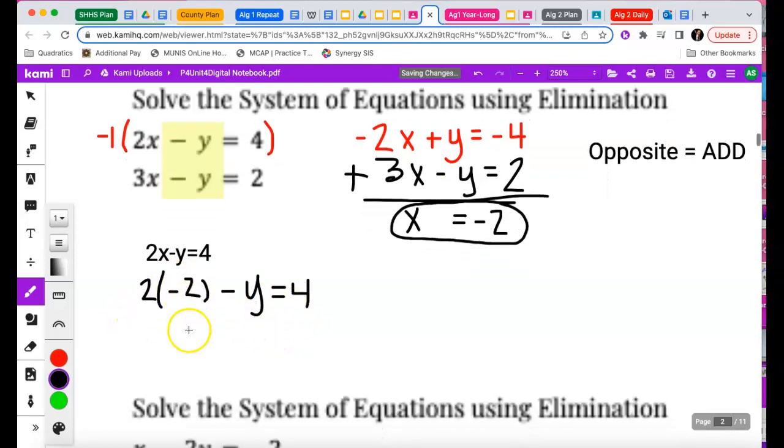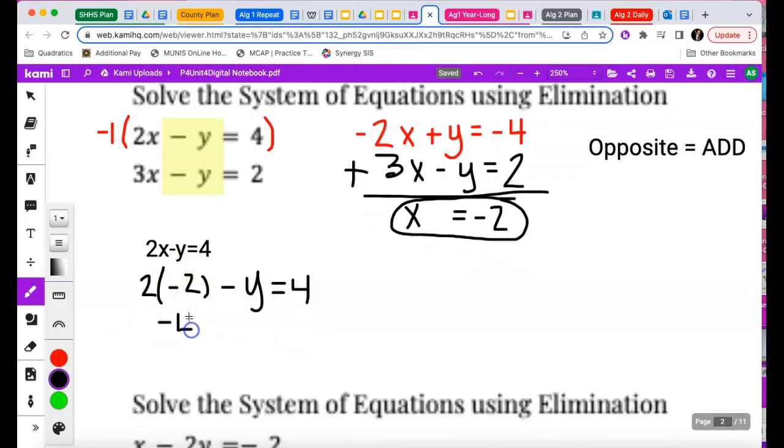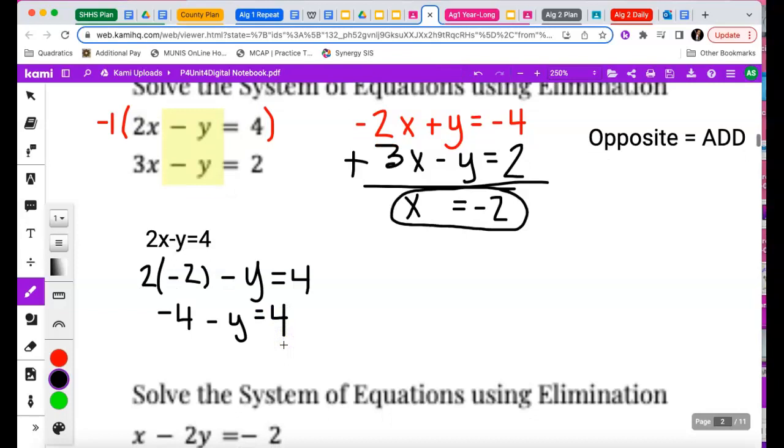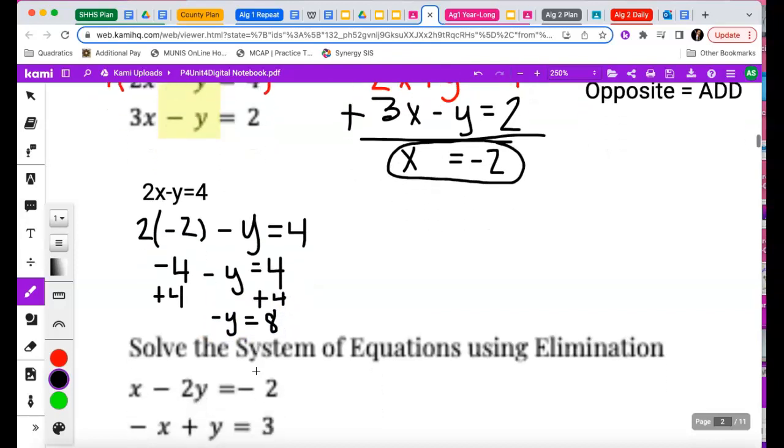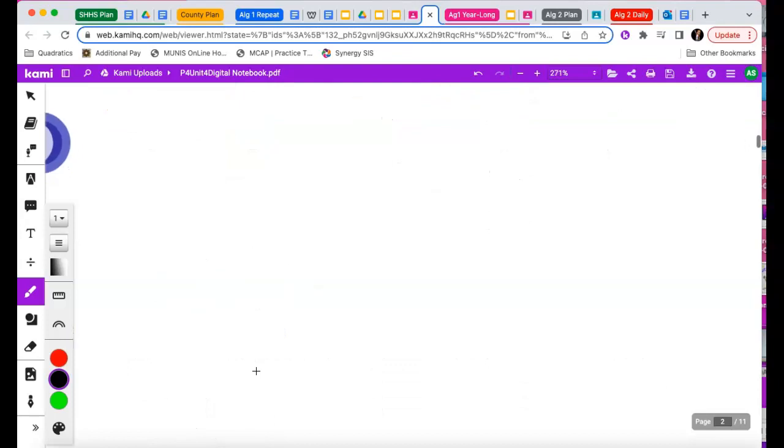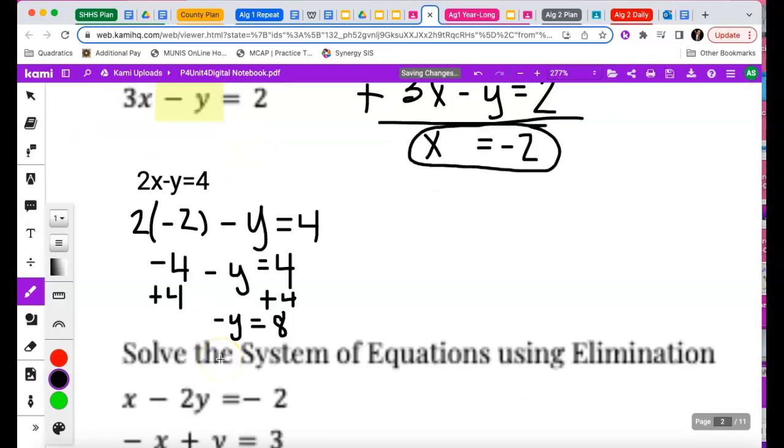So 2 times negative 2, that's negative 4. Bring down our minus y and our equals 4. I need to do the opposite of minus 4, which is plus 4. So negative y equals 4 plus 4, which is 8. And then I have one more step. I need to zoom it in here.